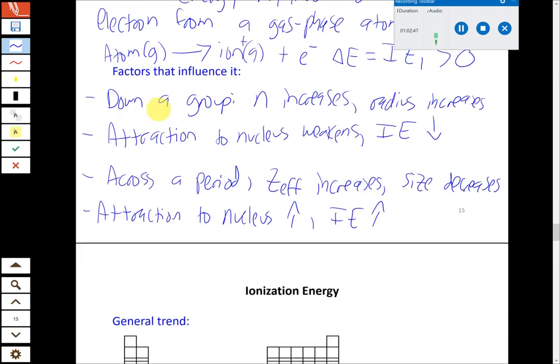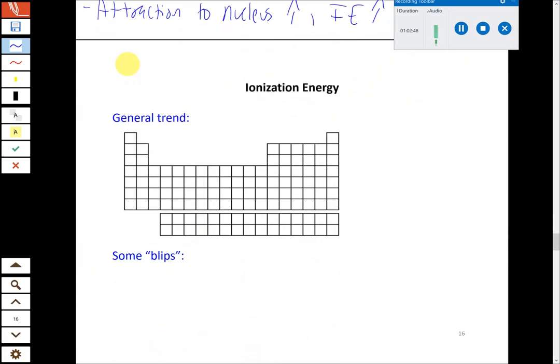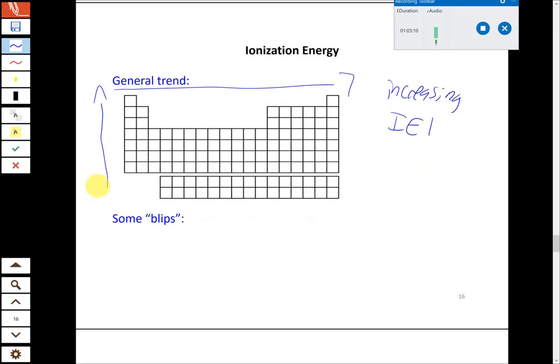Both of those are related to how strongly the electron is attracted to the nucleus. All right, so here's, again, drawing it out now, the general trend for ionization energy. As we go left to right, it increases. As we go bottom to top, it increases. So I'm drawing the arrows that indicate the increasing direction for ionization energy. But there are going to be two set parts of the periodic table where we have an exception, as we would call it, a blip in the trend.